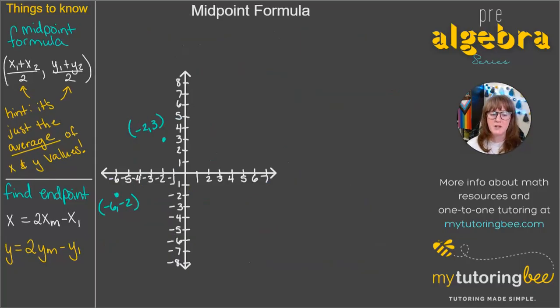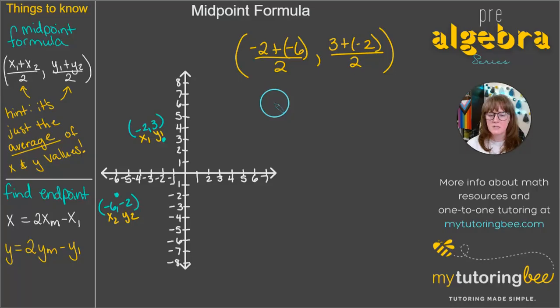Okay, now we're going to put it all together with a coordinate grid like this one. So here are our 2 points. We're going to find the midpoint between these 2 points. So again, let's go ahead and label. I'm going to make this my x1 and y1 and x2 and y2. All right, so let's go ahead and start with those x's. So we've got negative 2 plus negative 6 over 2, comma, and then we've got 3 plus negative 2 for our y's over 2. So negative 2 plus negative 6 gives us negative 8 over 2.